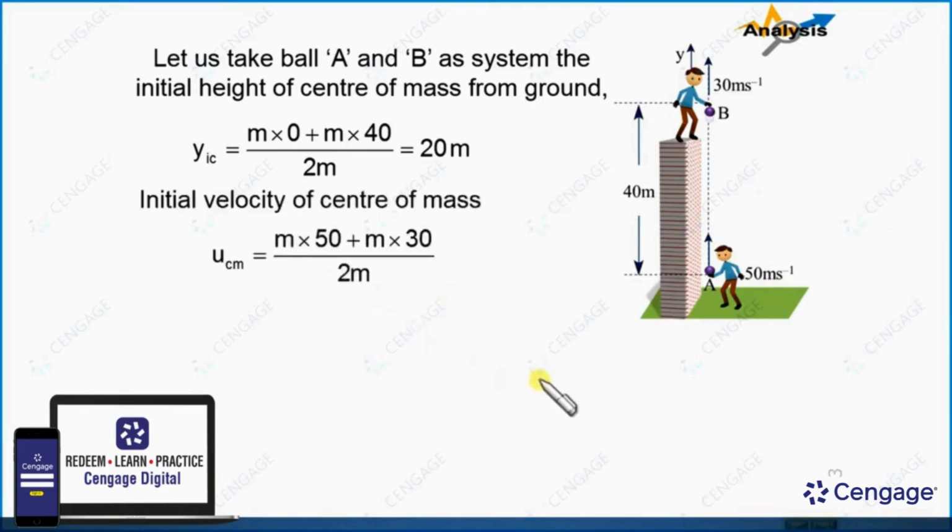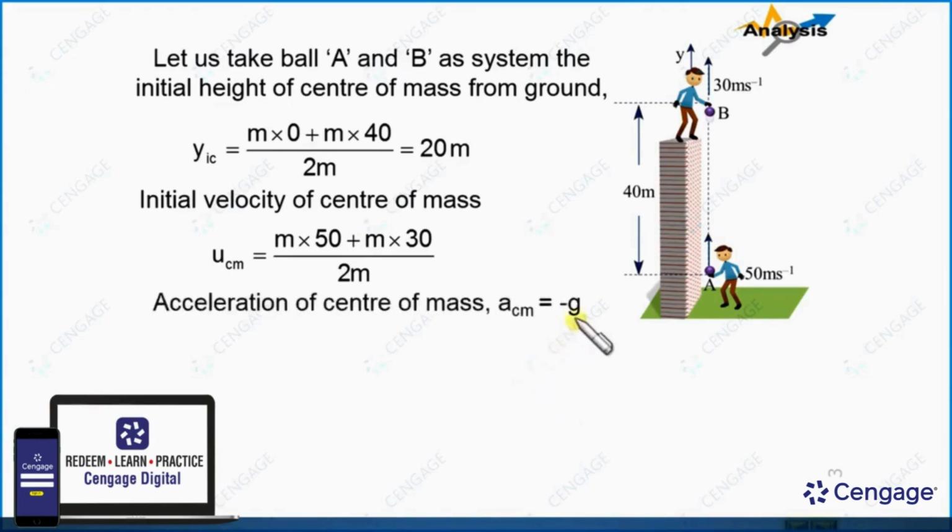Now, as we discussed, the acceleration of the center of mass is g in the downward direction, and we have taken the upward direction as positive. That means the downward direction should have a negative sign. So the acceleration of the center of mass should be equal to minus g. So this is the acceleration of the center of mass.